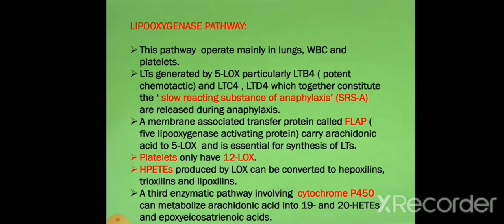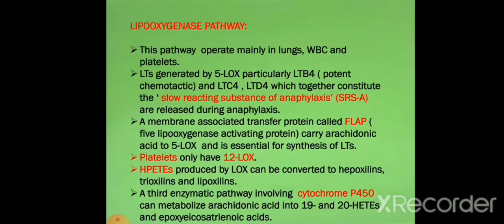These promote the inflammatory response of human tissues like mucosal surfaces, besides the skin, etc. And the trioxilins and lipoxins are actually anti-inflammatory, anti-proliferative, and pro-resolving molecules, and they are very essential in maintaining tissue homeostasis. There is also a third enzymatic pathway involving the cytochrome P450 enzyme, which can metabolize the arachidonic acid into 19- and 20-HETEs and epoxy-eicosatrienoic acids.